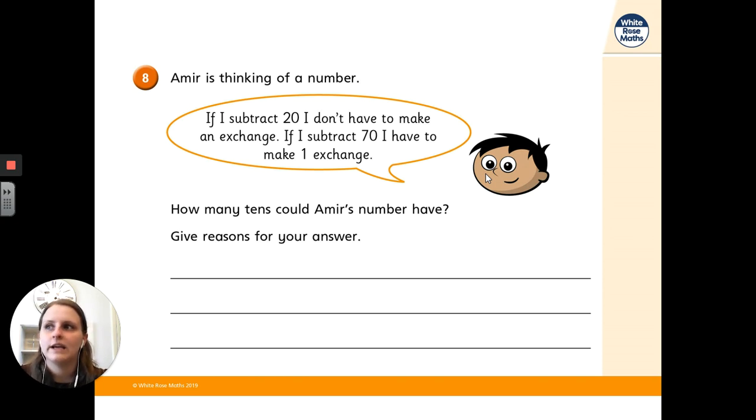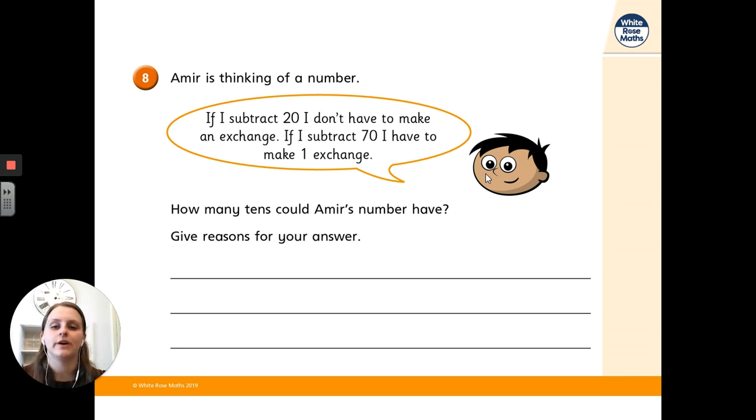So then we think, well, could it have 2 in the 10s column? Now, if I had 2 10s in that column, that would be 20. So I'd do 120 take away 20. Well, I could do that. I know I could do that. So I just work up from there. So first of all, work out which numbers could it be if you subtracted 20 and didn't have to exchange. There's quite a lot of answers to that one.